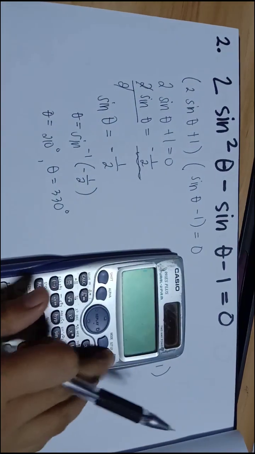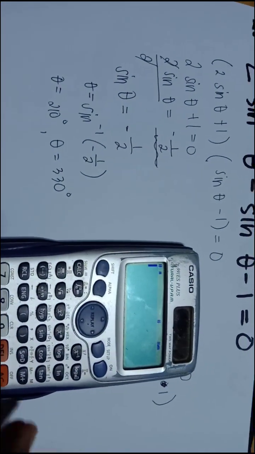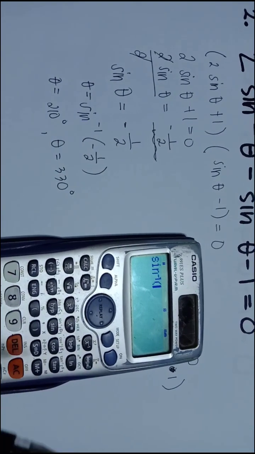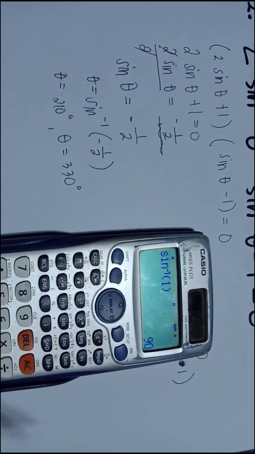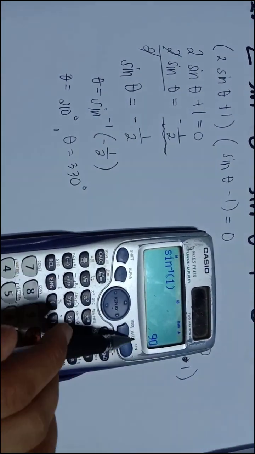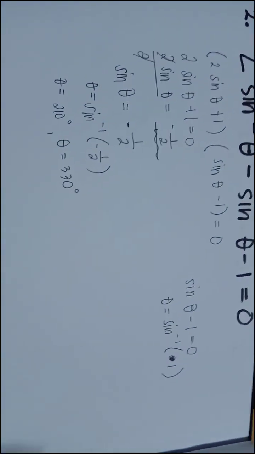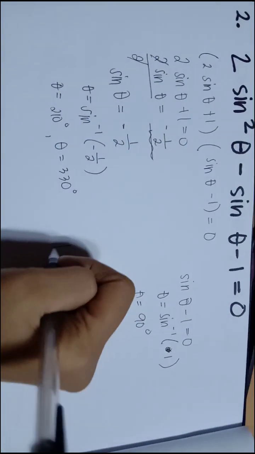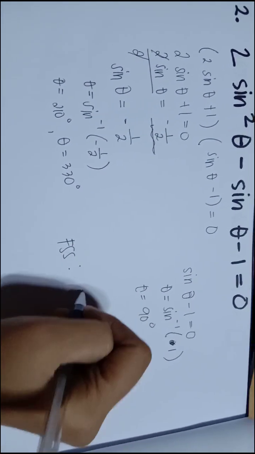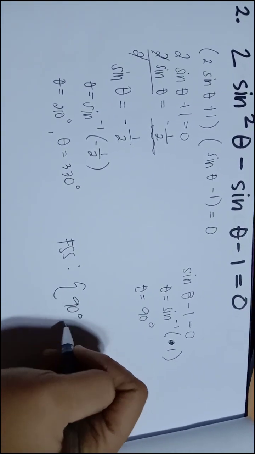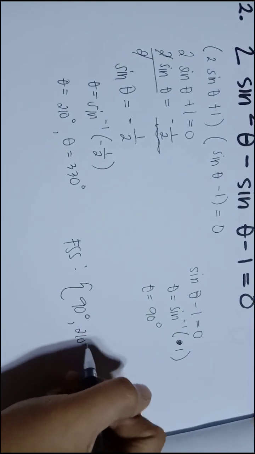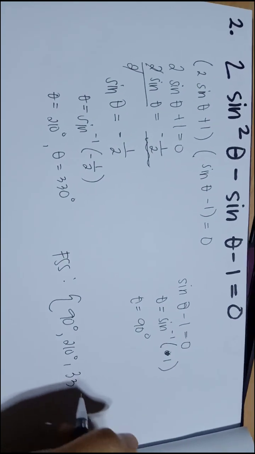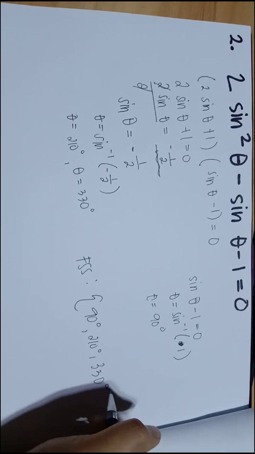So let's use a calculator to find out the value. Just press shift sine, then put the value 90 degrees. Our theta is equal to 90 degrees. Now our fundamental set of solutions are 90 degrees, 210 degrees, and 330 degrees.